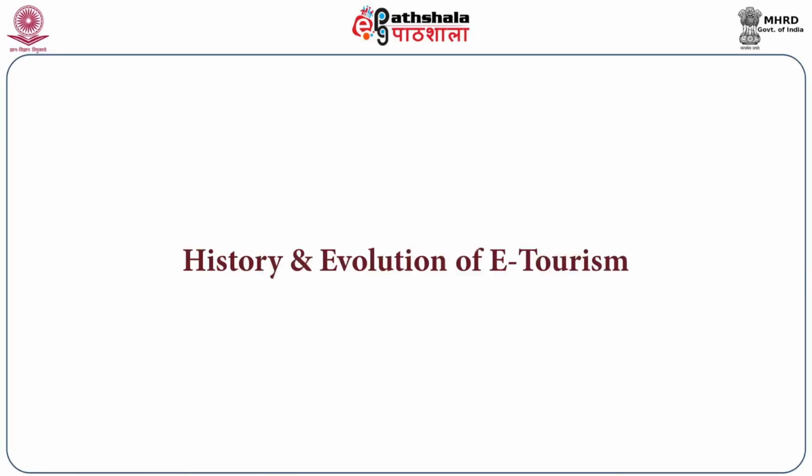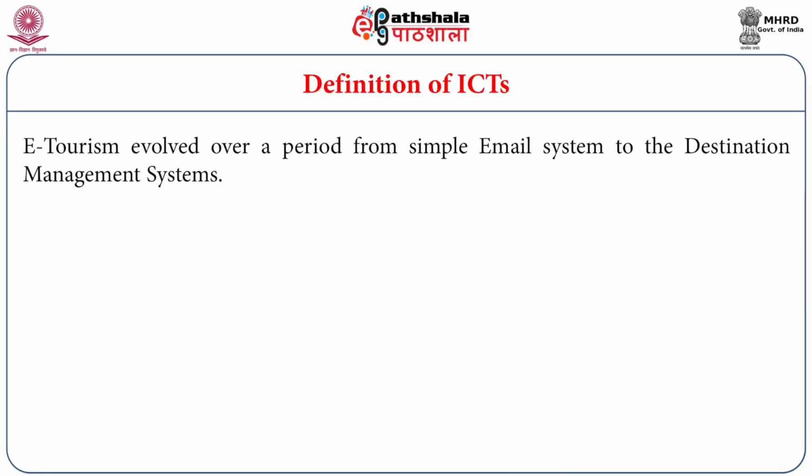Let us now briefly discuss the history and evolution of e-tourism. Just like any other technologies that emerged, e-tourism also evolved over a period of time from simple email systems to the current generation destination management systems. There are three stages popularly mentioned for the evolution of e-tourism. The first stage happened in the 1970s, the second stage in the 1980s, and finally the third stage starting from the 1990s till now. Let us discuss each of the stages in more detail.